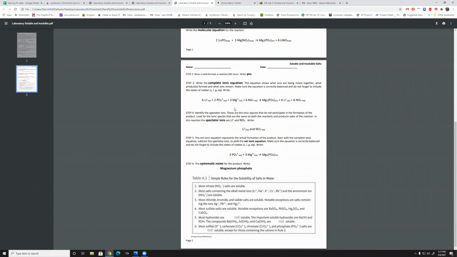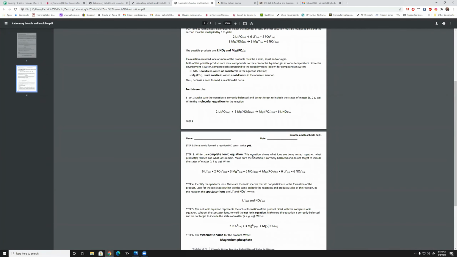So what you need to do at the end is cancel out, just like an algebraic expression, all of the common ions on the left and the right side. So if you're looking at this complete ionic equation, on the left side, you have 6 lithiums. On the right, you also have 6 lithiums, and you have 6 nitrates. Those will all cancel out. Remaining would be your 2 phosphates plus your 3 magnesiums equals magnesium phosphate. You're just trying to see what changes. You want to see what becomes a solid. So what combination of the 4 ions is insoluble?